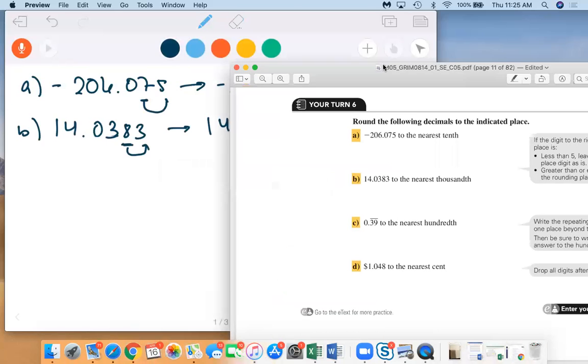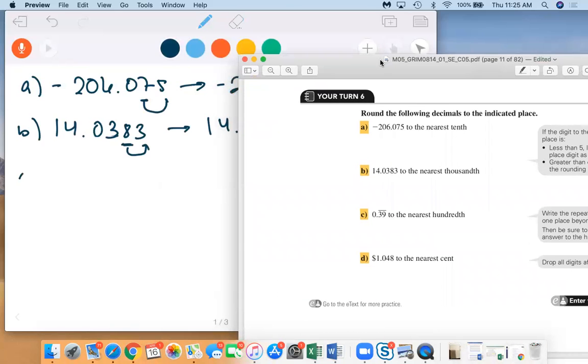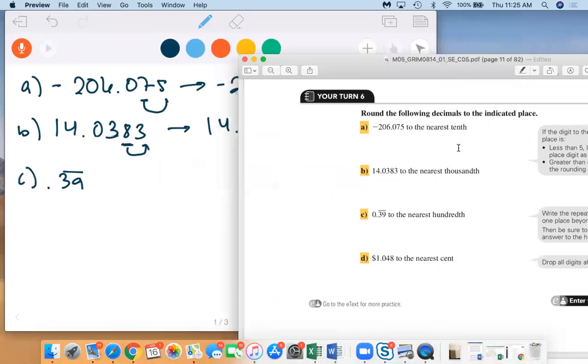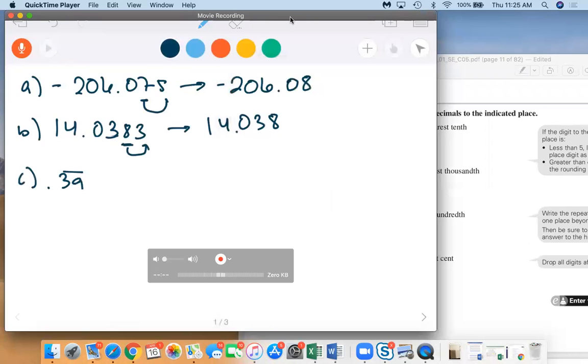All right, let's look at the next one. So here we have 0.39 with a bar over it, and we're rounding to the nearest hundredth. Remember that bar means it's repeating. So this is approximate, I'm not going to say equals, 0.39, 39, 39, 39, dot, dot, dot. And it says to round to the nearest hundredth. The nearest hundredth is right here. If you didn't remember what that bar meant, you wouldn't know what came after it. So it's really important to understand that bar.